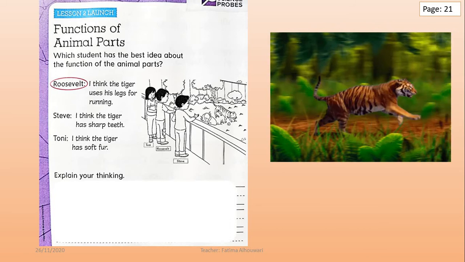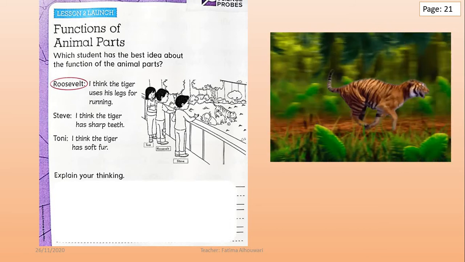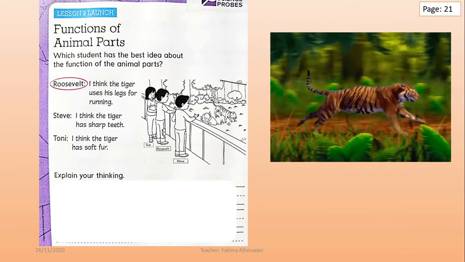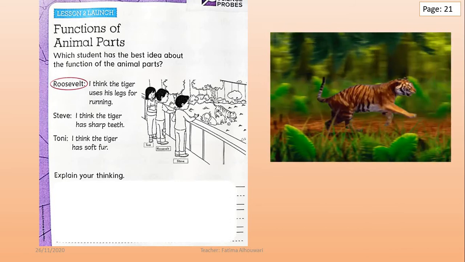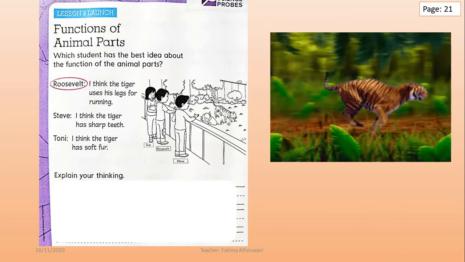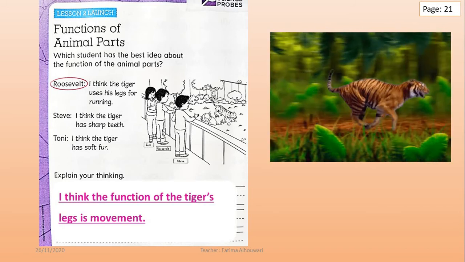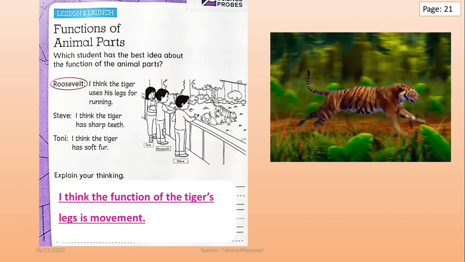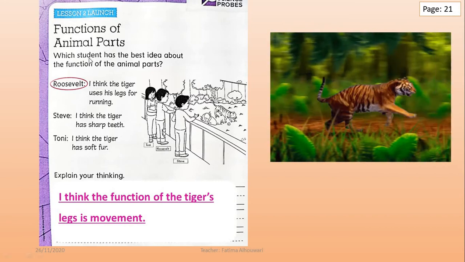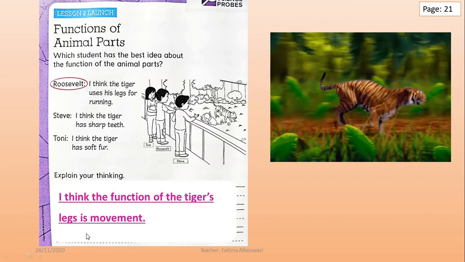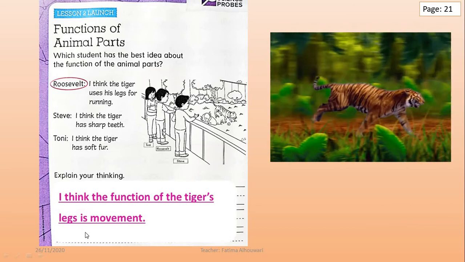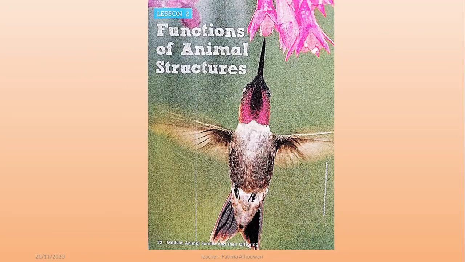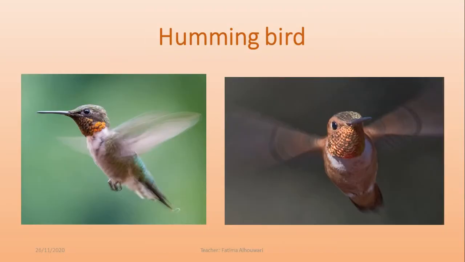So Roosevelt has the best idea about the function of the animal parts. He thinks the tiger uses his legs for running. That's right. The function of the tiger's legs is movement. So please, grade one, be sure to circle this one for Roosevelt and write the answer here. This is for page number 21. Let's see the next page.